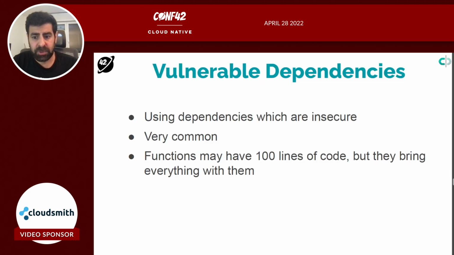Right, number 5, vulnerable dependencies. Of course, this is very common. Using dependencies can be insecure if you're importing dependencies with security vulnerabilities. Because functions tend to be very small in terms of the custom code that you write, they tend to bring a lot of dependencies, right? So a lot of imports. In that case, it may lead to security breaches in your code. Again, it depends if you're actually using the vulnerable part of the imported dependencies.